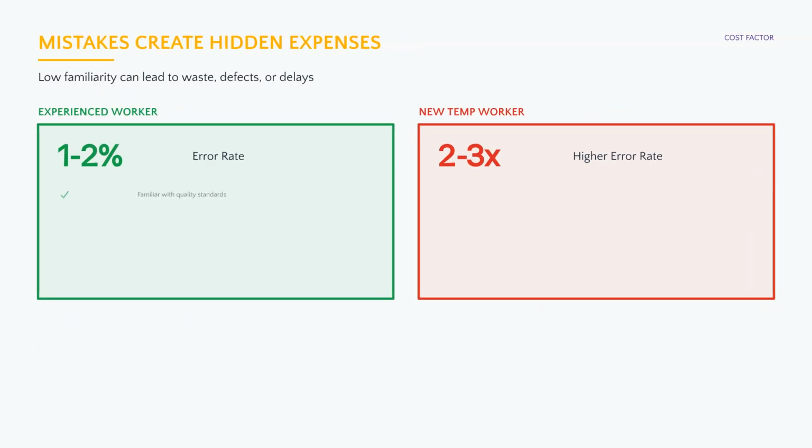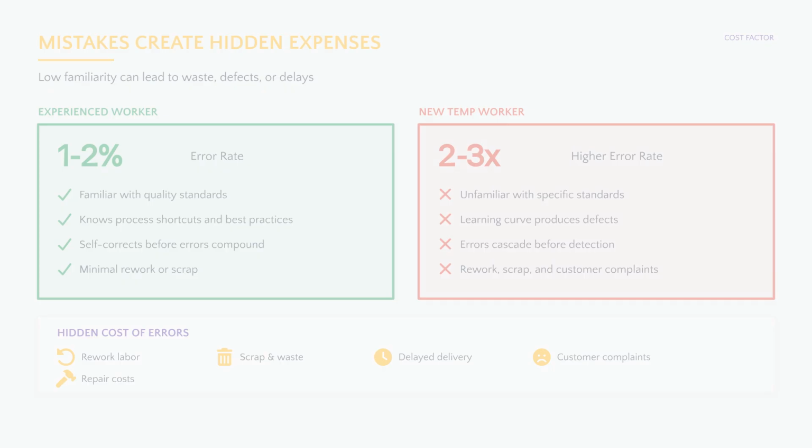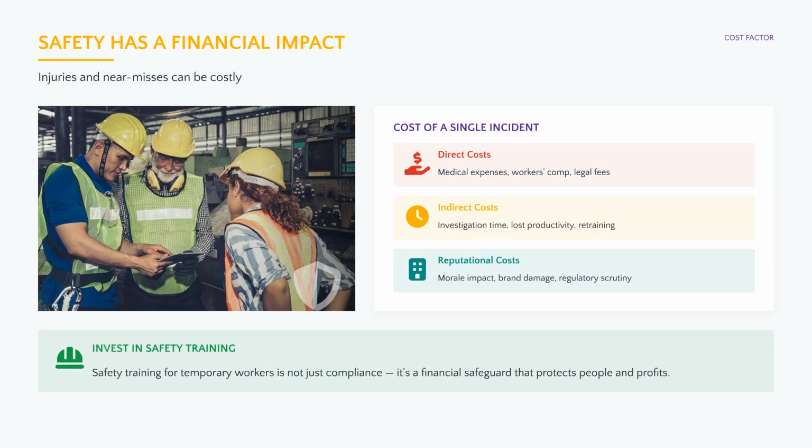New temporary workers' low familiarity can result in errors that are 2 to 3 times higher than experienced staff. This leads to hidden costs such as rework, scrap, and customer complaints. Safety incidents are costly, incurring direct costs like medical expenses and indirect costs such as investigation time and lost productivity. They can also damage morale and brand reputation.